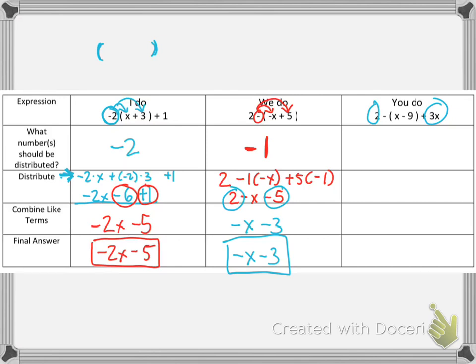Okay, at this point, you should have tried it already. What do we distribute? We should distribute the number in front of the parentheses. This right here, which is a -1 again. So when I distribute, I'll have the 2 in front, -1 times x, and -1 times -9. And don't forget the 3x that drops down. Plus 3x. Just like this 2 dropped down.